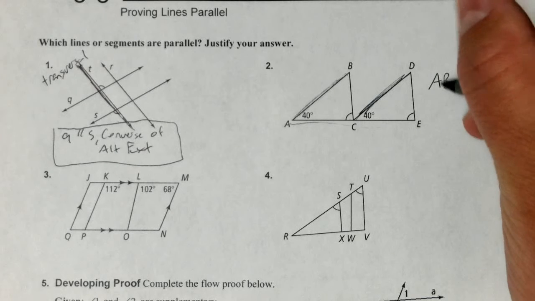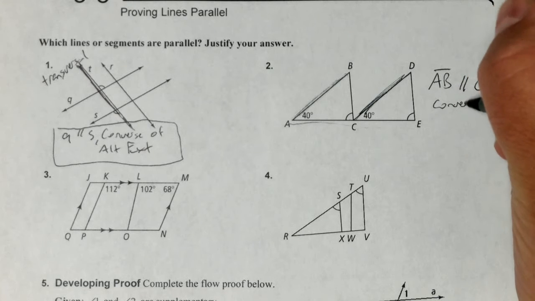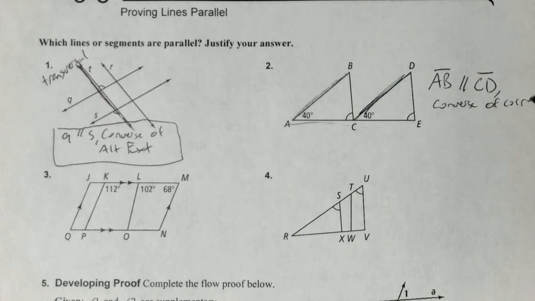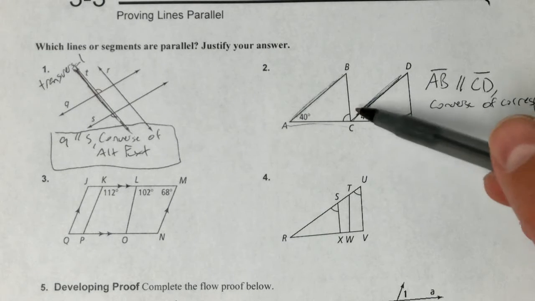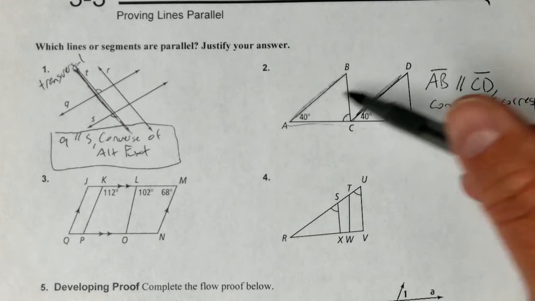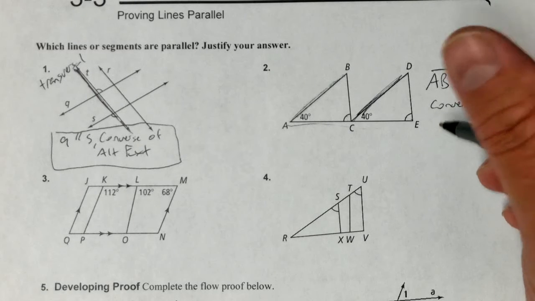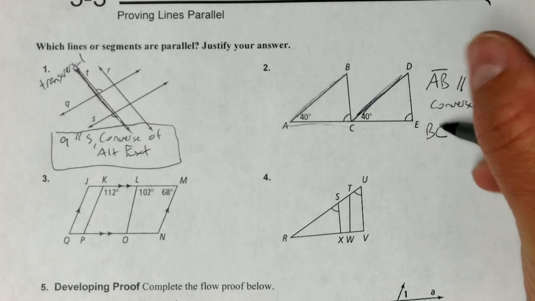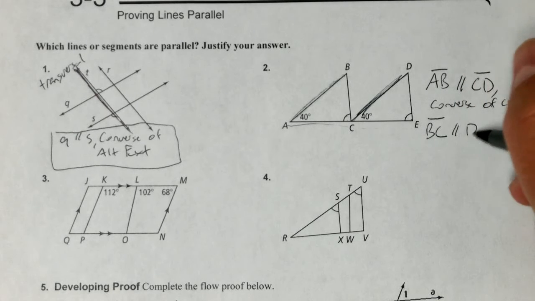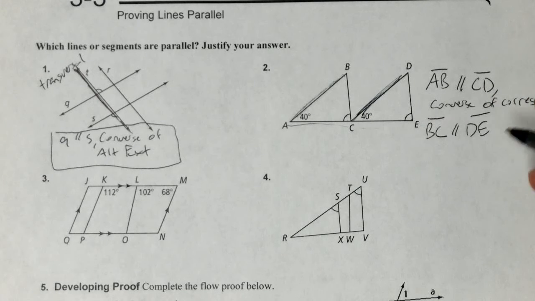So AB is parallel to CD, converse of corresponding. And we also have these other angles which are marked as equal, and they appear parallel also, with this one being our transversal. So that's going to be BC parallel to DE. Again, they're corresponding because you're skipping an angle. It's one exterior and one interior.